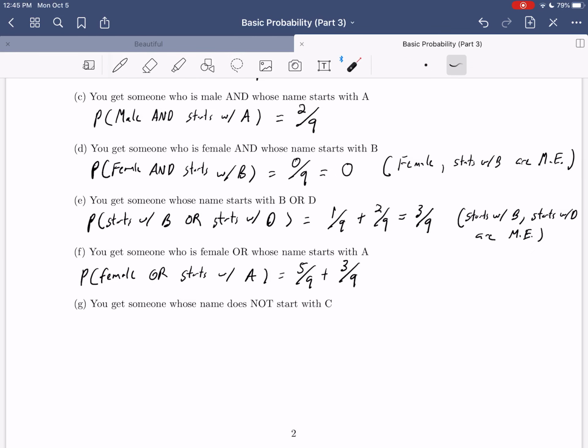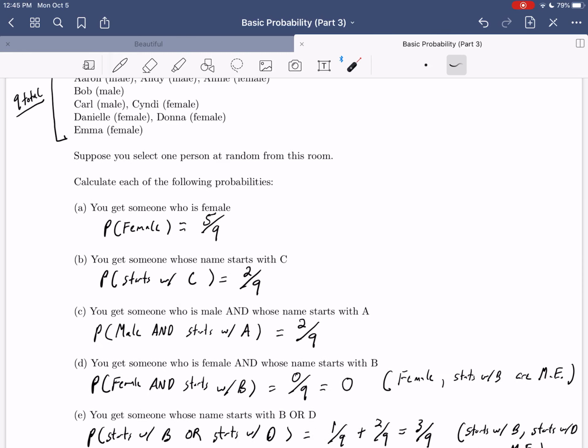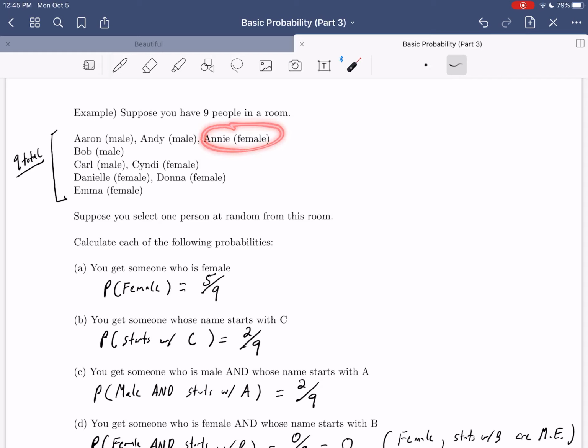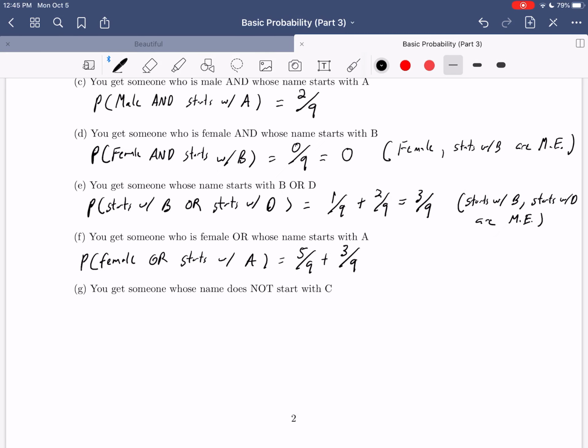Now, was there any overlap? Was there anybody who was female and who started with A? Well, there was, right? There would be Annie, and we basically double counted her, right? She was counted once when we counted up the 5 females, and then she was counted again when we counted up the 3 people who started with A. So we need to subtract that overlap, that minus 1 out of 9, which is just making sure that we don't double count Annie. If we go ahead and we do that, 5 plus 3 minus 1, that's going to be 7 out of 9.